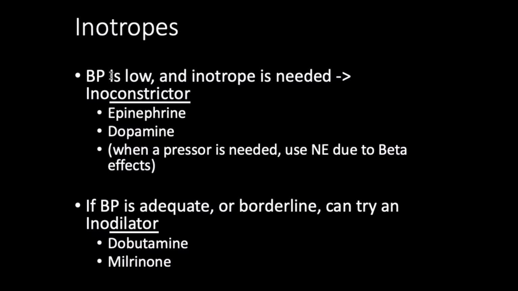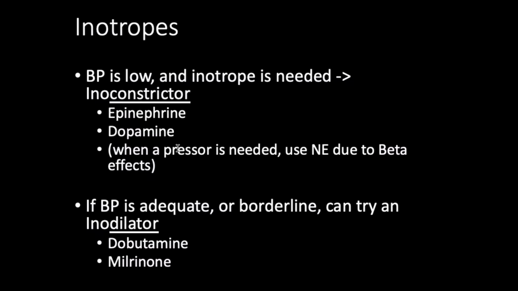So if the blood pressure is low, and that part of your resuscitation is normalizing the blood pressure, then an inodilator is just going to make things worse because, yes, you'll improve your cardiac output, but probably your blood pressure will head down even further. And then you have to add on a constrictor, and then that might impair function, and then you're kind of in this vicious circle. So if your blood pressure is low, definitely reach for an inoconstrictor.